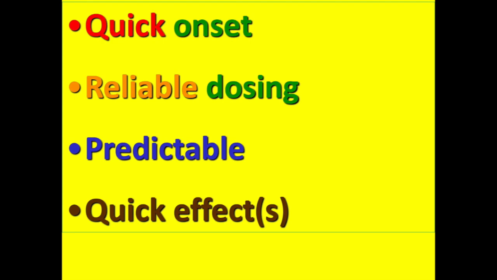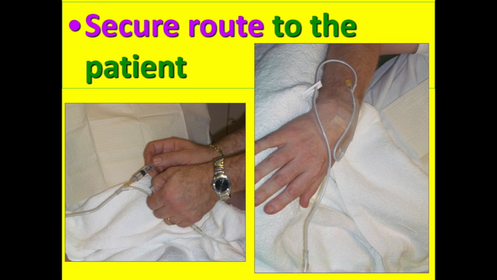It's going to be a reliable dosing, because if you're giving a dose IV or IO or intramuscular, there's a really, really good chance, unless the IV or something along the line is broken, that they're going to get that full dose of that medication. So it's going to have rapid predictability. It's going to have really quick effects, so you can start to see things happen that you want to happen for the patient. And there's a secure route to the patient.